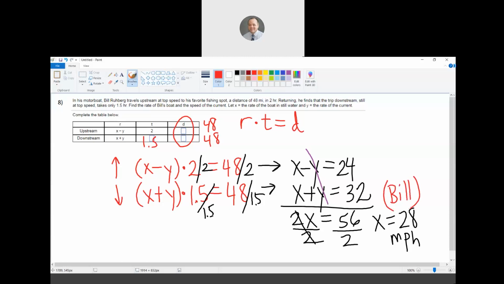Now, to find the rate of the current, you can use any equation up here. I'm going to use this equation, and you can just mentally figure it out. If Bill's rate is 28, and we need a total of 32, then that leaves the rate of the current to be 4 miles per hour. So that's the rate of the current.